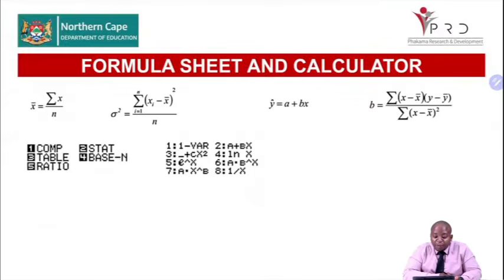And this is our formula sheet. On our formula sheet, we must know that for statistics, we are going to work around the equation of the regression line. Then we are going to work around our standard deviation and variance, and we are going to work with the mean in that case.